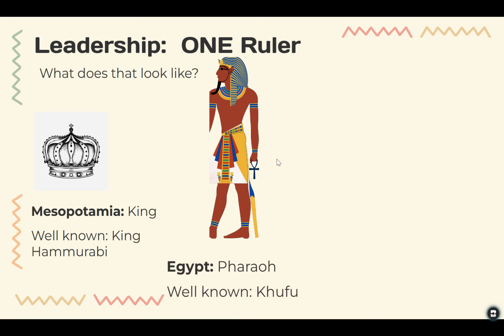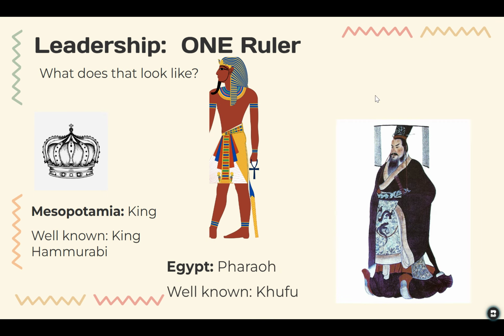In Egypt, we've been talking about, Egypt had the pharaoh. And pharaohs, again, had some connection to the gods. A well-known pharaoh in Egypt was known as Khufu. He actually built all three of the Great Pyramids. And then lastly, in ancient China, we've got emperors. So the emperor did have a link to gods or the afterlife, and a well-known one is Qin. Even though it's spelled with a Q, it's pronounced Qin.